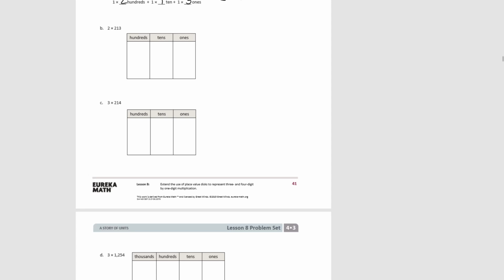Okay, for this one, we're still starting out with 213, but this time we're doing it times 2. So we'll write our problem vertically. We'll start with the ones. We see we have 6 ones, and 3 times 2 is 6. That's our first partial product. Then we go to the tens. 10 times 2 is 20. And then we go to the hundreds. 200 times 2 is 400. And we'll add them up.